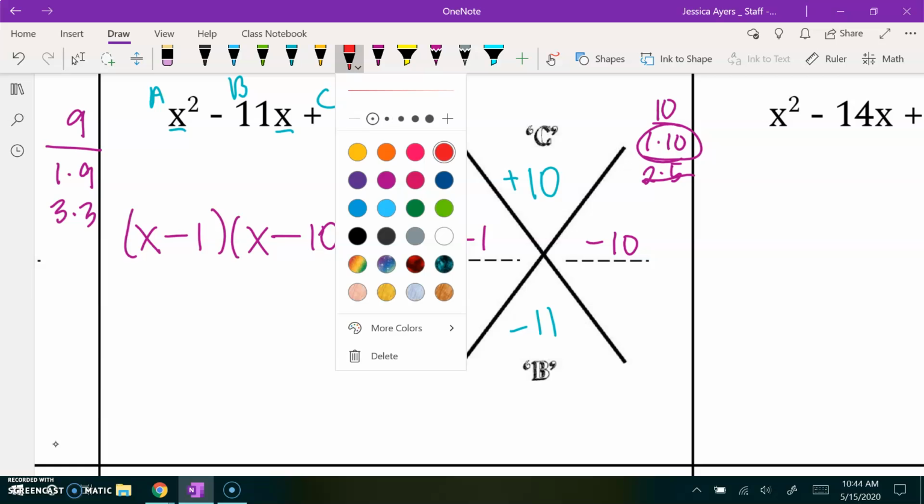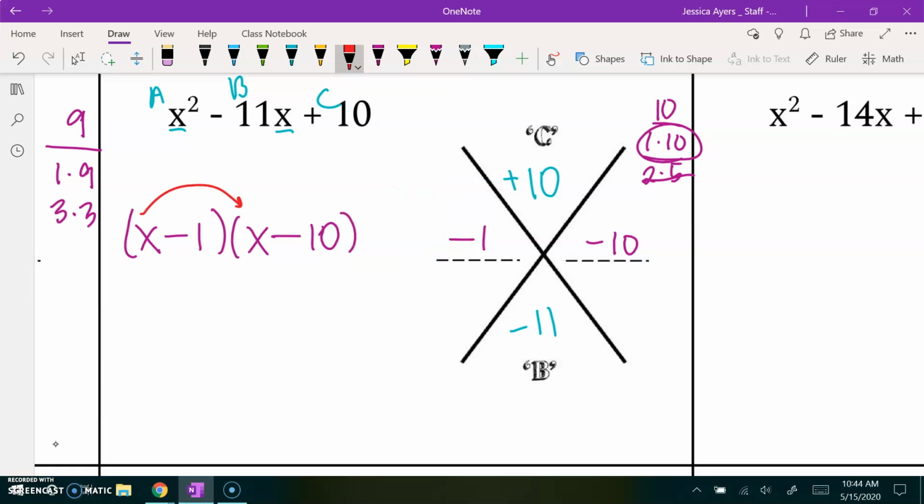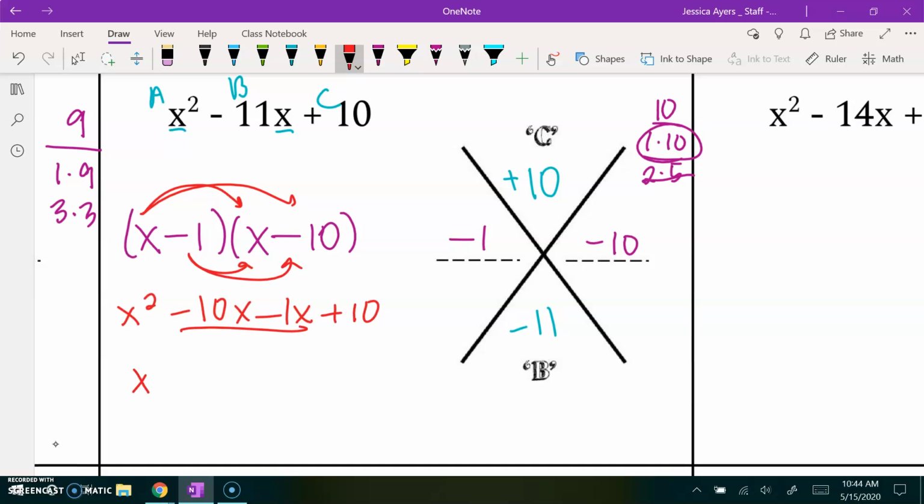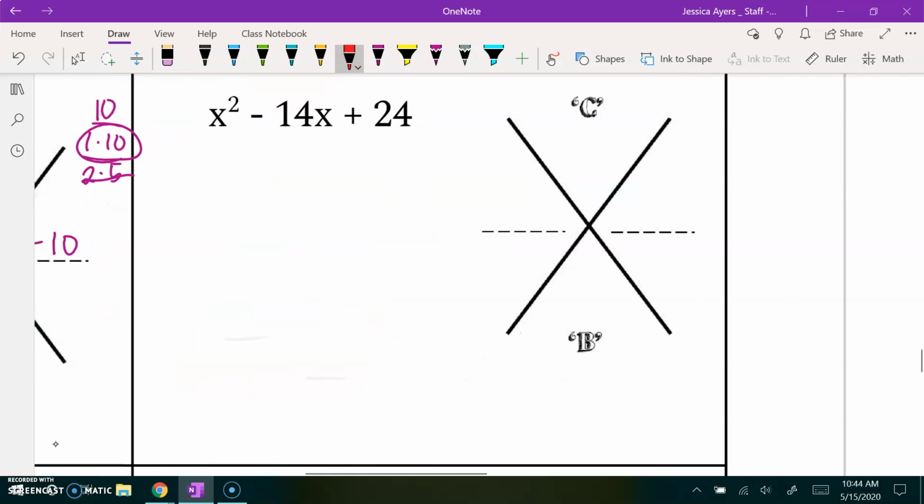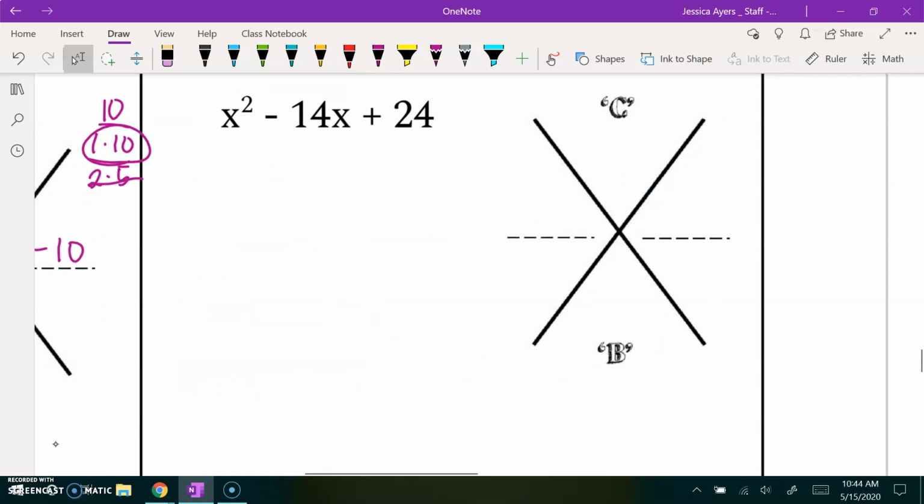Checking it back, we see we have x times x is x squared. X times negative 10 is negative 10x. Negative 1 times x is negative 1x. And negative 1 times negative 10 is positive 10. Combining our middle terms, we get x squared minus 11x plus 10, which is what we started with, so we know we have done it correctly. So now let's go on to our last one. At the top for C, we're going to put in positive 24.